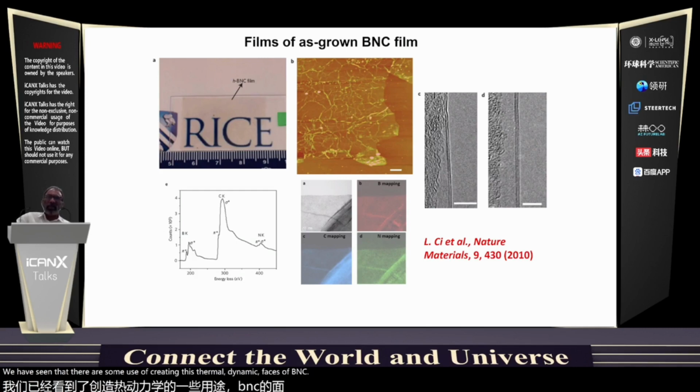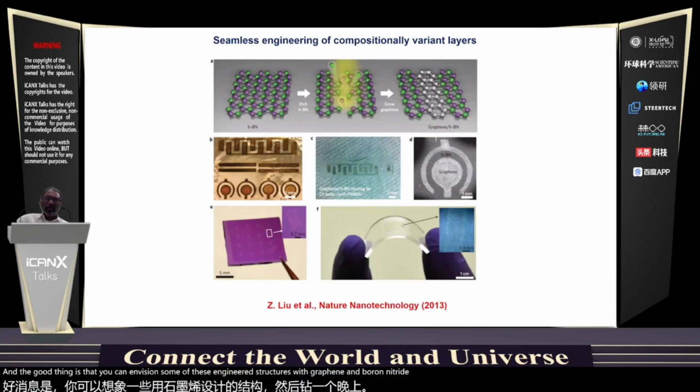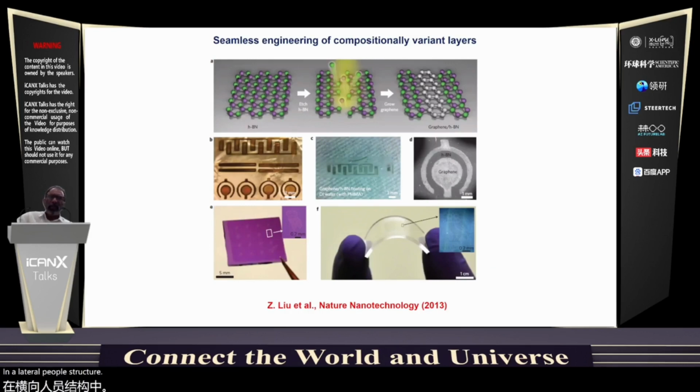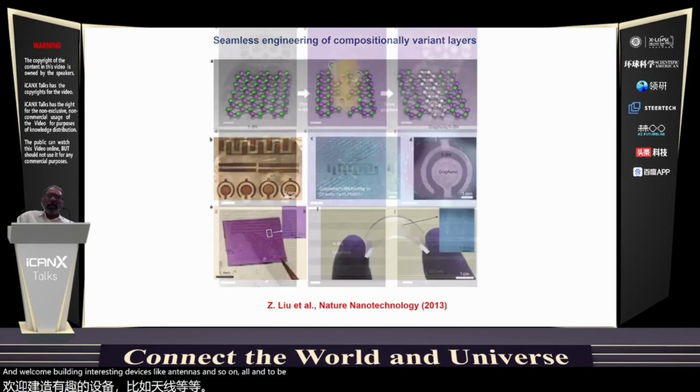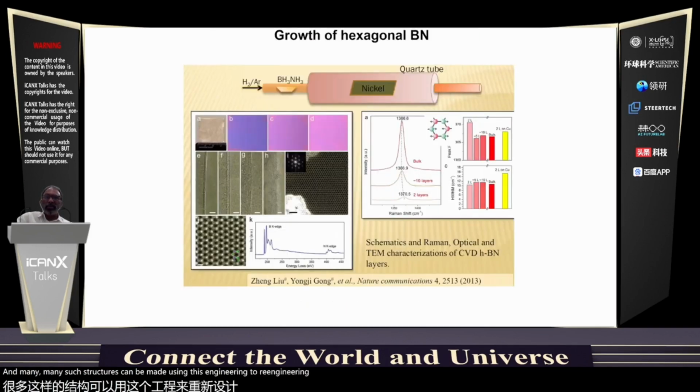Most of the time what happens is that you form these segregated domains of graphene and boron nitride. And the good thing is that you can envision some of these engineered structures with graphene and boron nitride side by side in a lateral heterostructure. And one can build interesting devices like antennas and so on, all in 2D. And many such structures can be made using this 2D engineering approach.